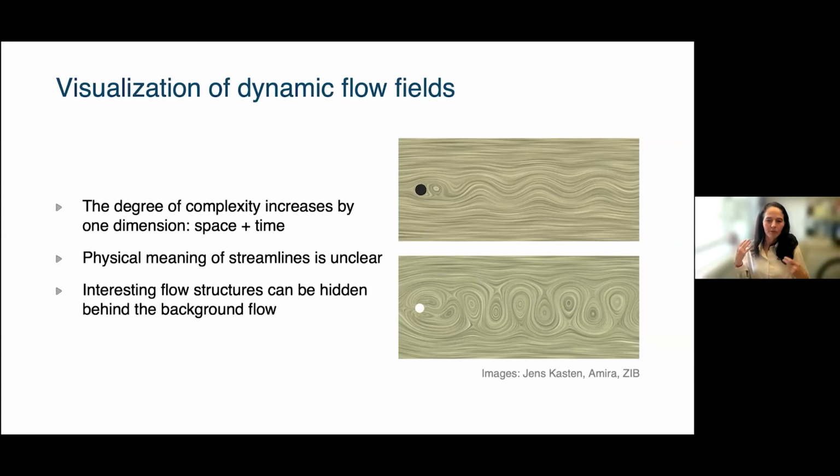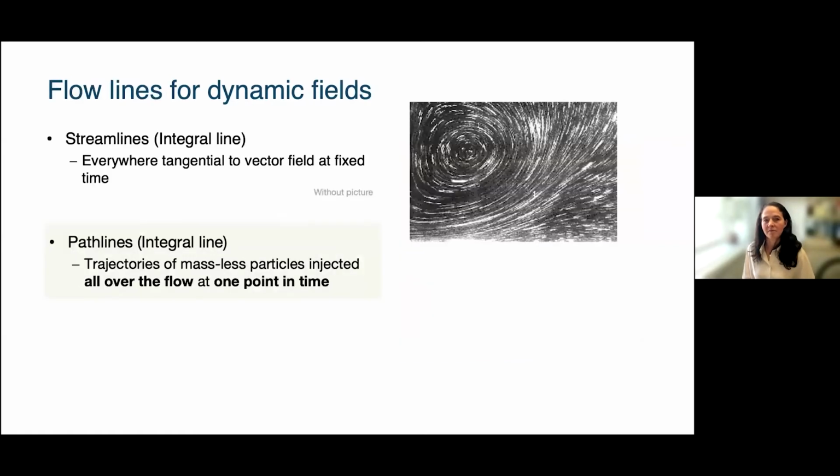And then you can immediately see these vortices that are developing behind the cylinder. But if you have a time-dependent flow, in many cases, such a background flow cannot even be clearly defined. And even if you define something, it's really hard to extract. And therefore, there are generalizations of these streamlines, specifically for dynamic fields.